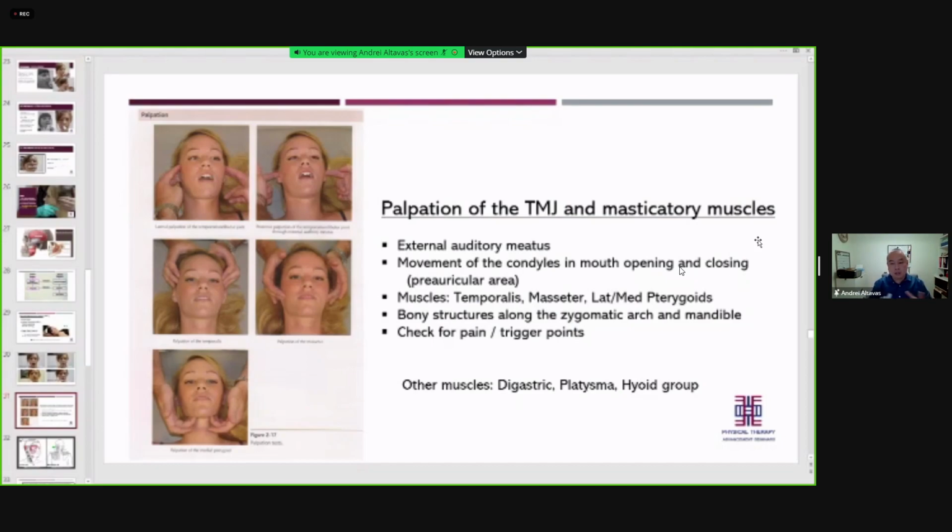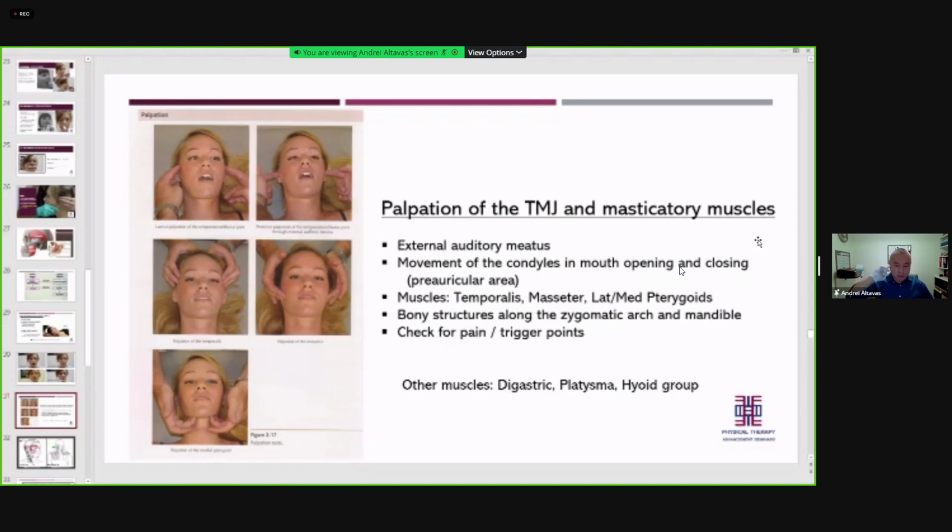So palpation is also important for patients with facial pain or TMJ pain. So you want to know exactly where you're palpating, what muscle groups they are, okay? So when you're at the preauricular area, and I want everybody to actually palpate their preauricular area, which is basically the area of your TMJ.